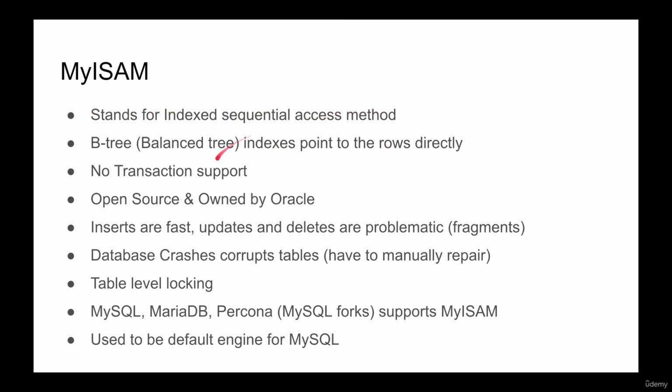So yeah, the indexes point directly to the rows. If you think about it, there will be an index, and there will be the data itself, the rows. The index will point directly to the place on disk, the offset where the row exists. So it's very fast access to the location, and inserts are also fast. But it doesn't really have transactional support, so you cannot do ACID stuff on it, and we're gonna show that in the practical part of this video.